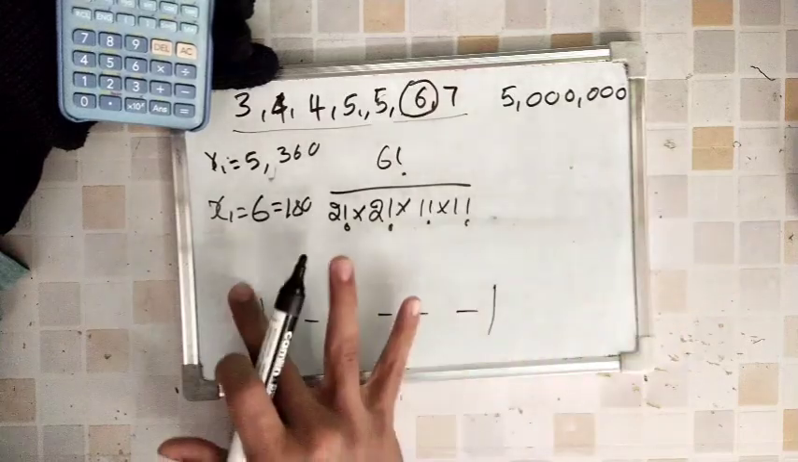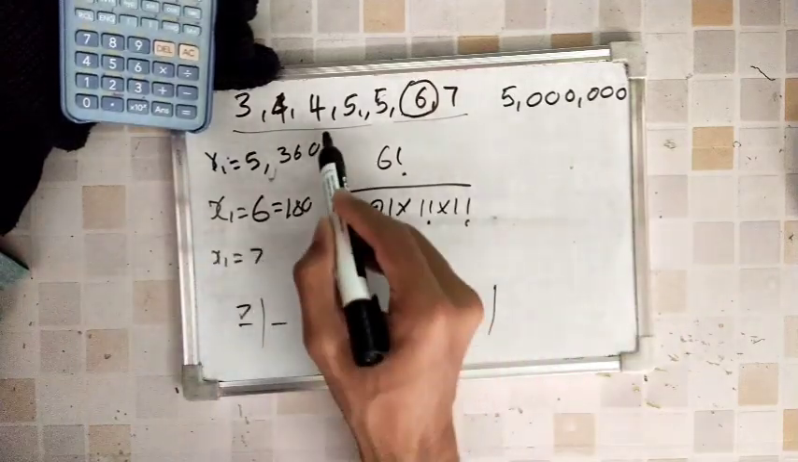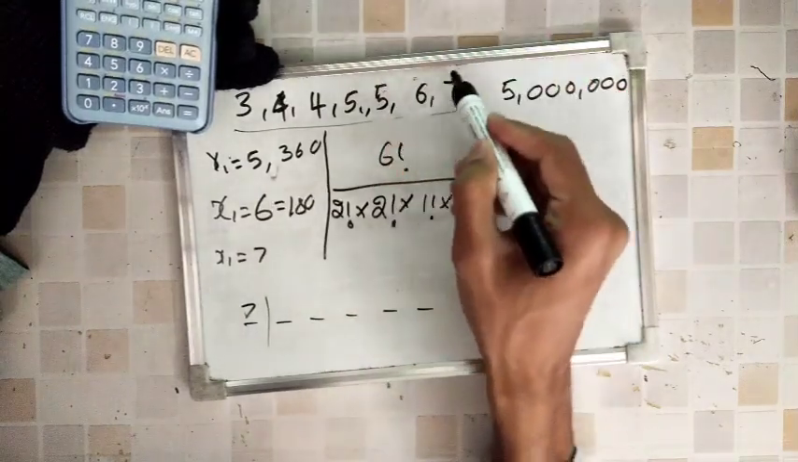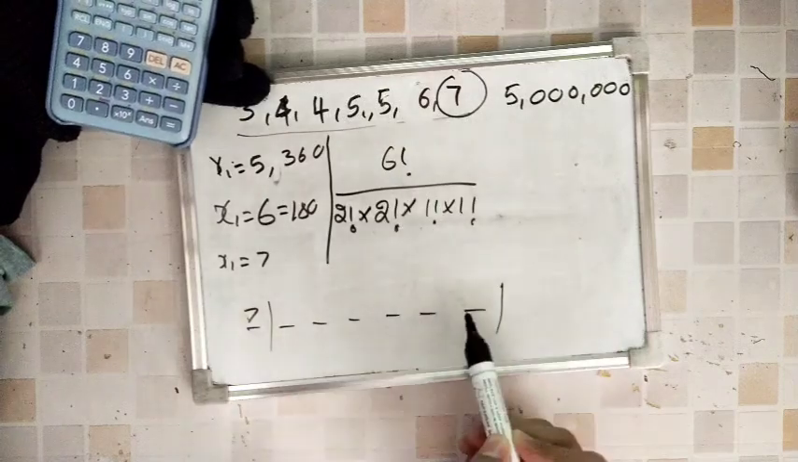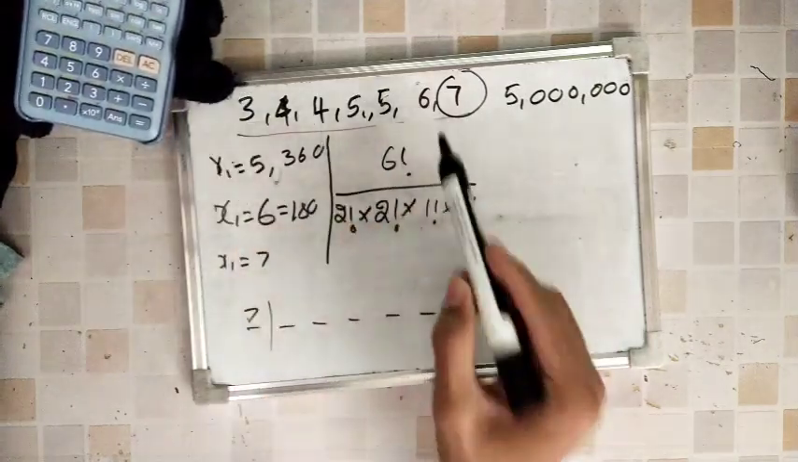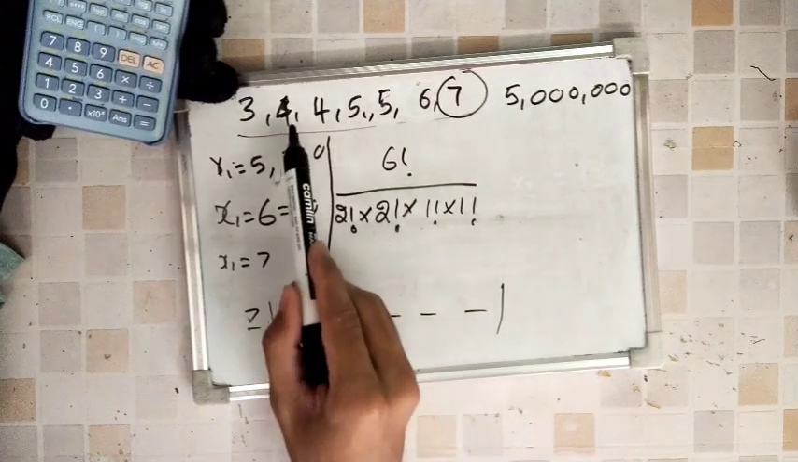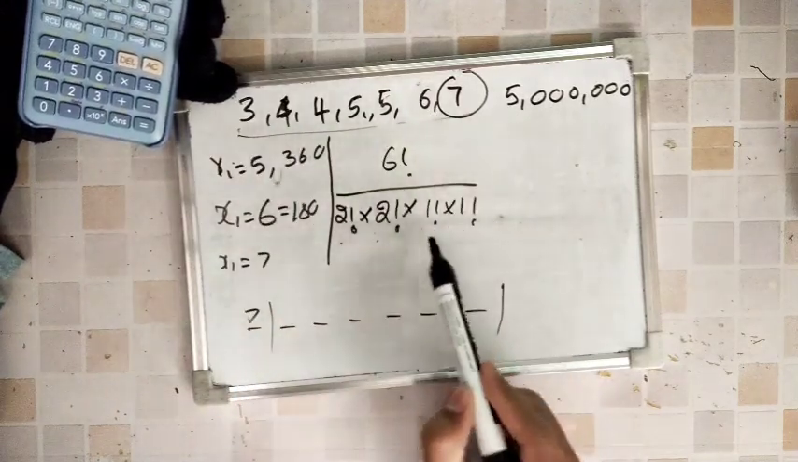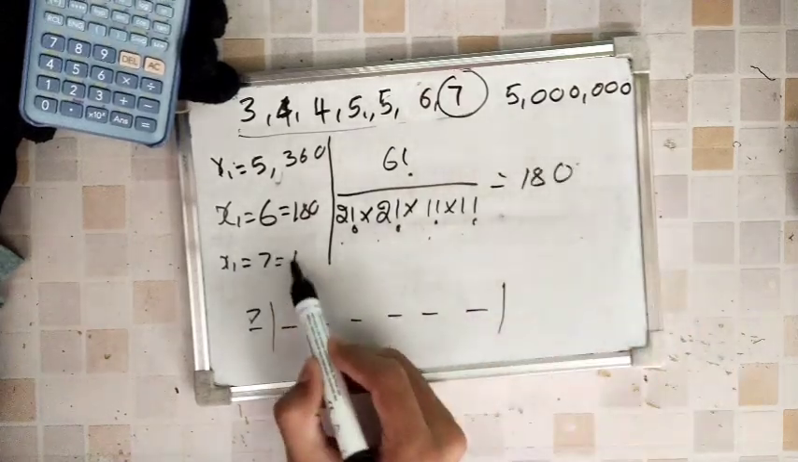Similarly, I will consider now x1 equal to 7. Instead of 6, I will go to 7. If x1 is 7, the remaining 6 places can be filled the same way: 6 factorial divided by, 4 is 2 times, 5 is 2 times, 3 is 1 time, 6 is 1 time. So this answer also will give me the same.